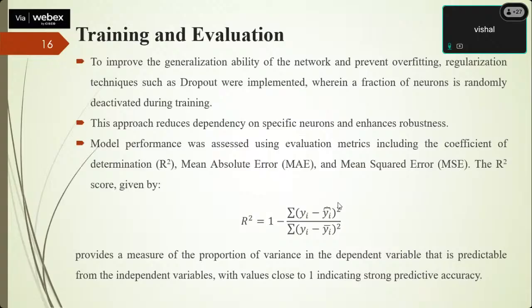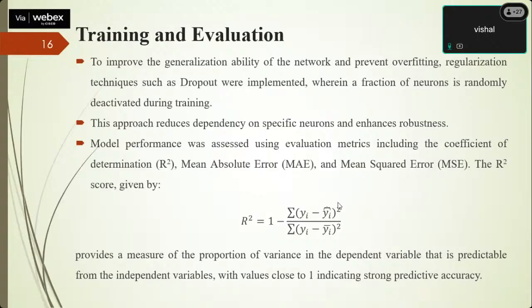Once we perform the model of ANN, sometimes it may be overfitted. So we are using the dropout. Why are we using the dropout? It will use a fraction of neurons, so the overfitting problem may be reduced. This approach reduces the dependency on specific neurons and enhances robustness.